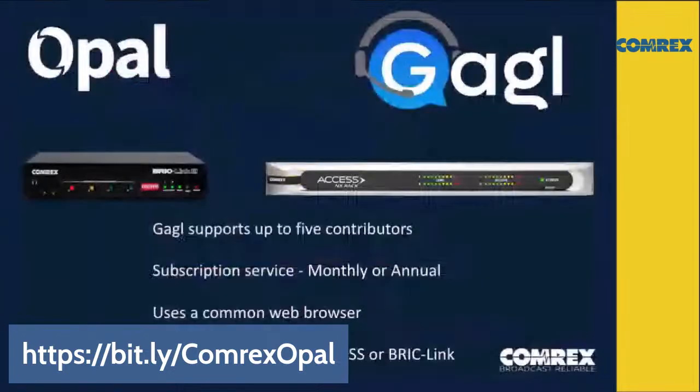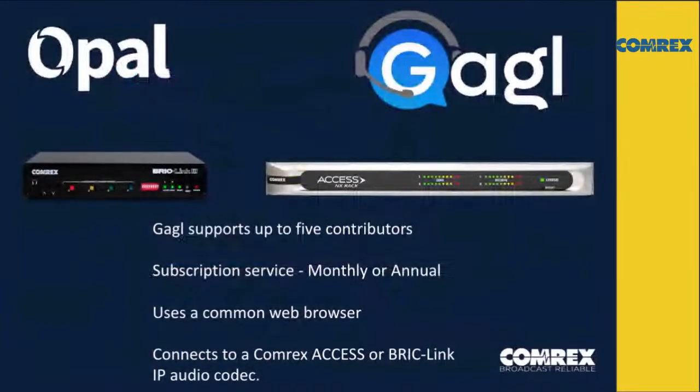So the next thing we have is a relatively new service that we came out with recently called Gaggle. Gaggle is like Opal in that it uses a common web browser, but it's a Gaggle in that it supports up to 5 contributors simultaneously. It is a subscription service. It's billed either monthly or annually. It does use that common web browser, Google Chrome, Mozilla Firefox. I think Microsoft Edge is supporting it, but we do have some favorites.